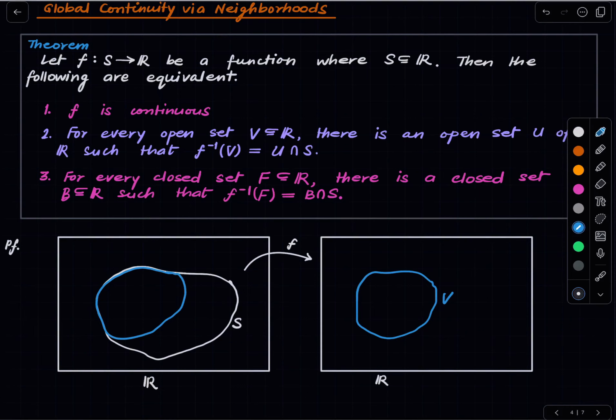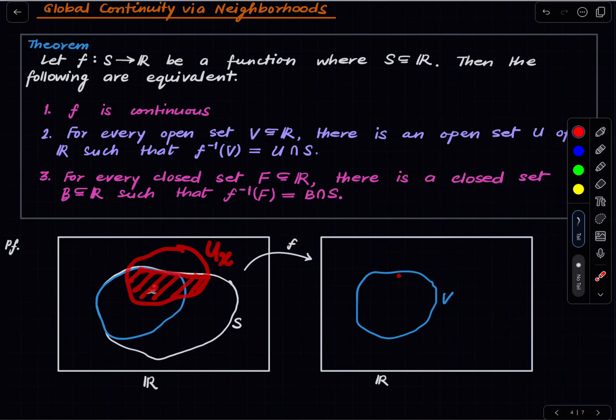Okay. And what is the idea? You choose any point here, call it X. And now since f is continuous, it is in particular continuous at X. And therefore, by the previous slide, we can find a neighborhood of X, call it Ux, such that all the points in Ux intersection S map inside the set V. So there is some neighborhood Ux of X such that all the points in the intersection of Ux and S map inside V.